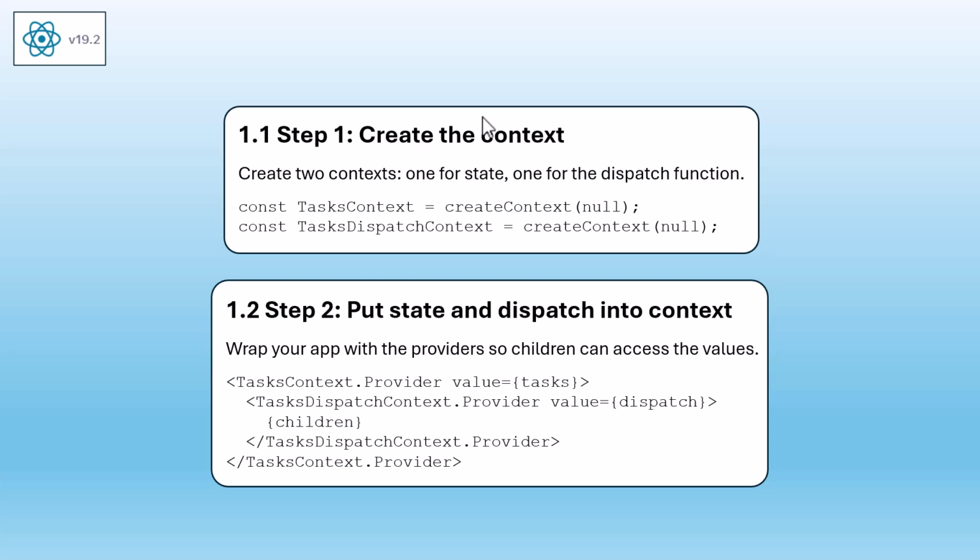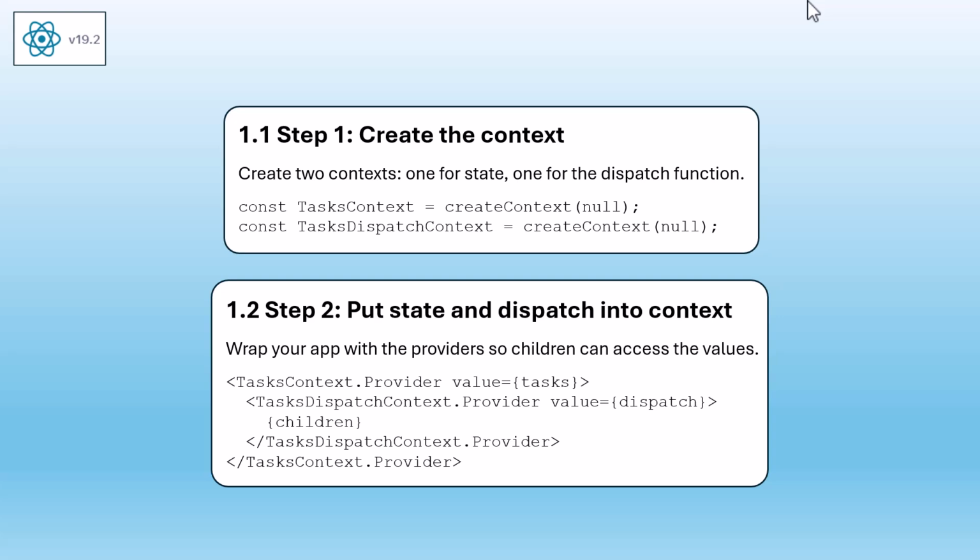1.1 Step 1. Create the context. The first step is to define context objects for the parts of state you wish to share. Specifically, one context for the current state value, and another context for the dispatch function, or update mechanism, produced by the reducer. By doing so, you separate the concern of reading from the concern of updating, and you make them independently accessible to downstream components. Creating these contexts in a separate file is useful. It abstracts away the details of how the state and update logic are provided, and makes the usage cleaner in components.